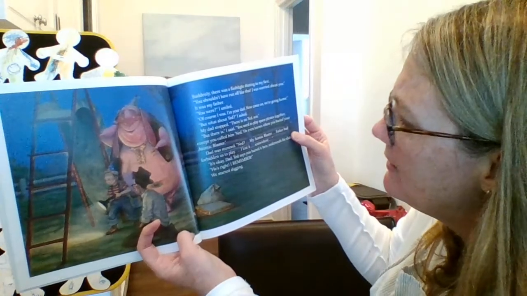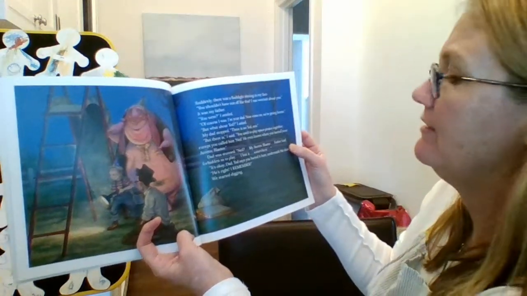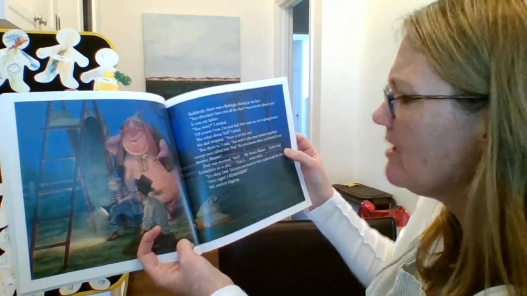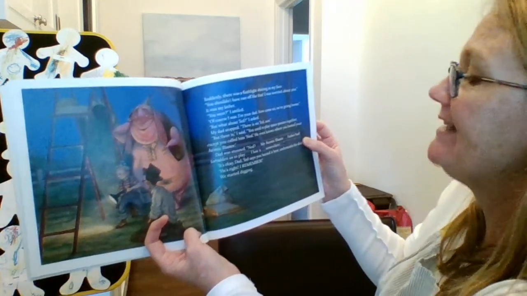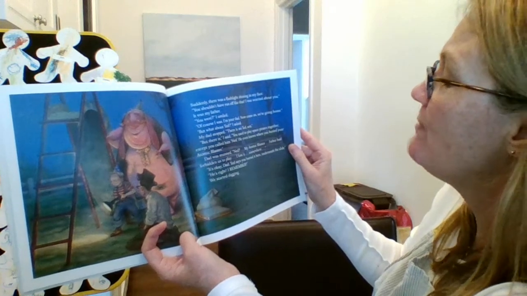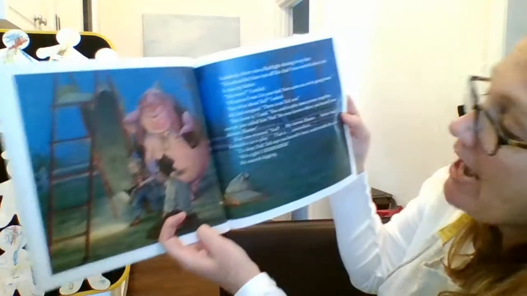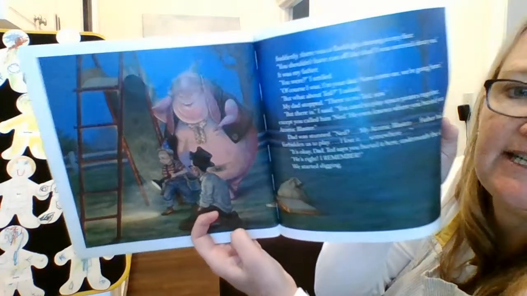Ned, my atomic blaster. Father had forbidden us to play. I lost it somewhere. It's okay, Dad. Ted says he remembers you buried it underneath the slide. He's right. I remember. And we started digging.